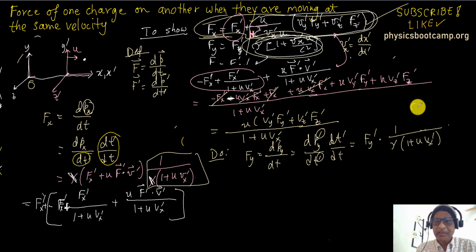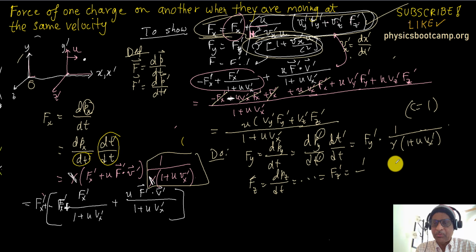Remember, I've just set c equal to 1, and I'll come back and say how you put c back. For fz, we're going to give dpz dt, and the same way it's going to be fz prime equals 1 over gamma, 1 plus u vx prime. It's going to be the same way, fz prime times that. Okay.